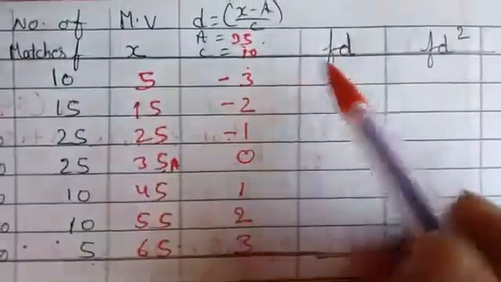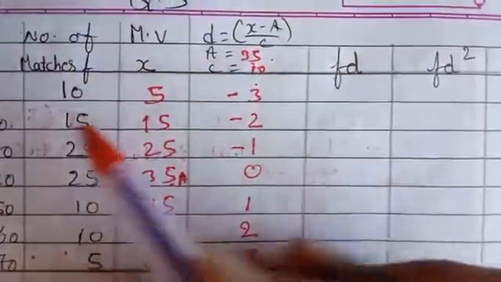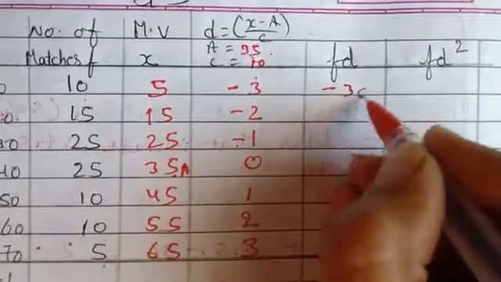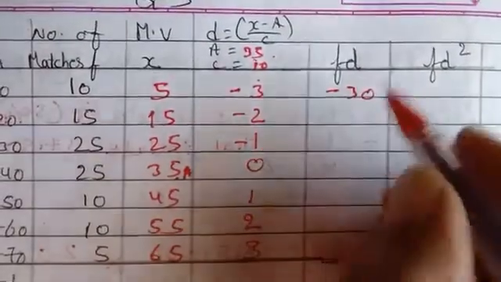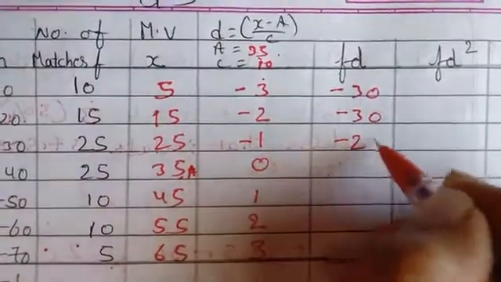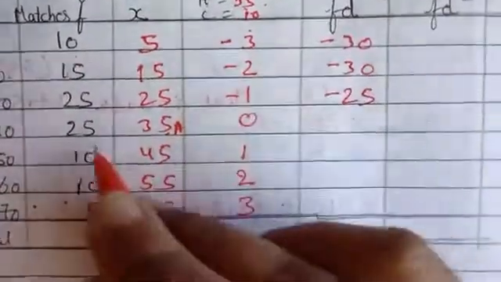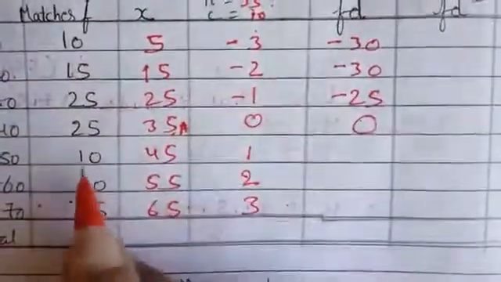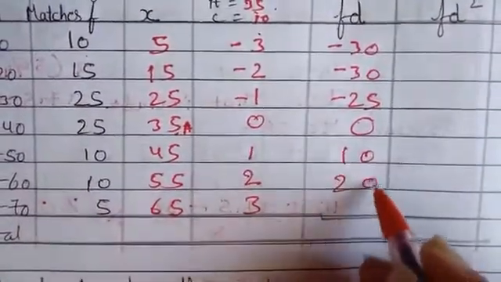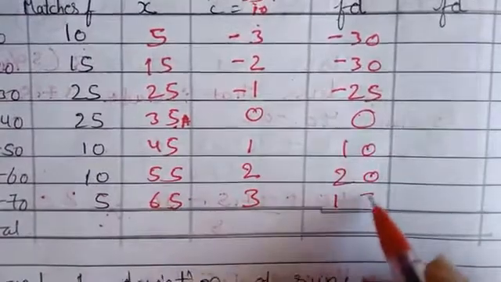Now we will find out FD, that is the frequency multiplied by the D column. So 10 multiplied by minus 3 will give you minus 30. 15 multiplied by minus 2 will give you minus 30. And 25 multiplied by minus 1 will give you minus 25. 25 multiplied by 0 is 0. 10 multiplied by 1 is 10. 10 multiplied by 2 is 20. And 5 multiplied by 3 is 15.